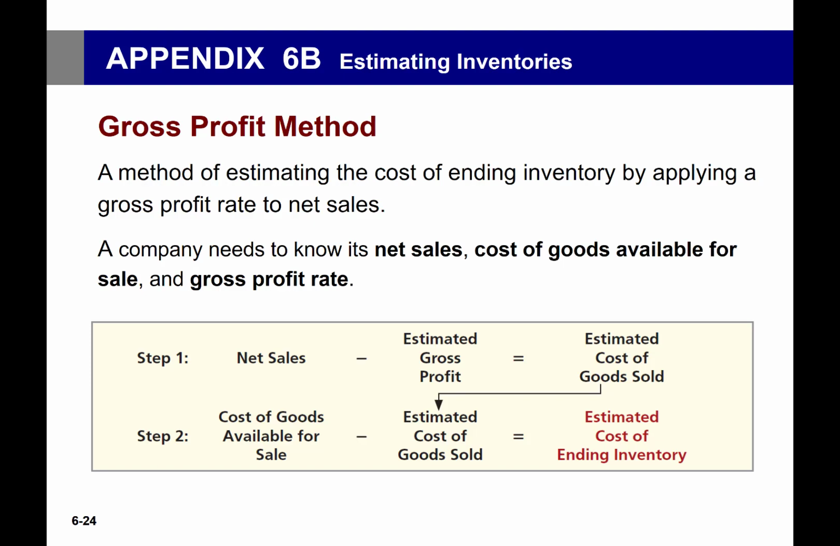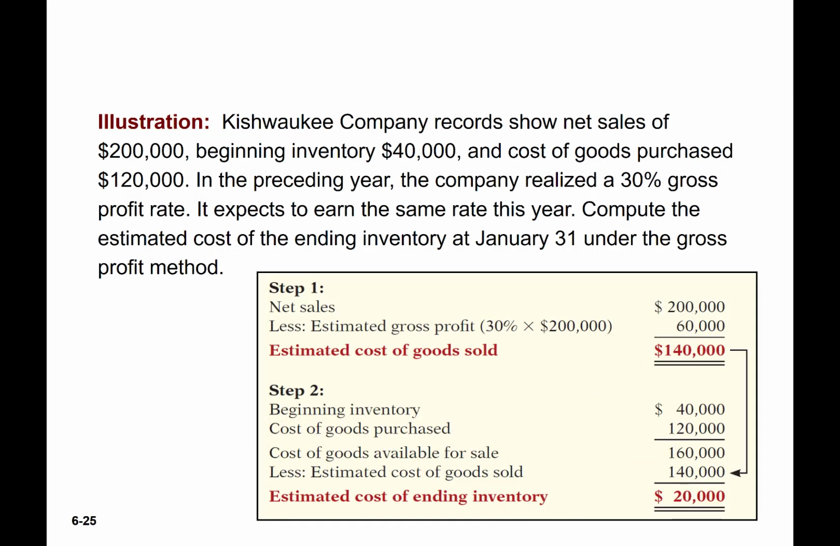That's what goes on in this question here. We have our net sales, and we have an estimated gross profit of 30%. Now, where do we get that? That's based on our past experience, what our gross profit percentage is. We look at previous years. And so our estimated cost of goods sold then is 140, if we think we have a profit of 60, right?